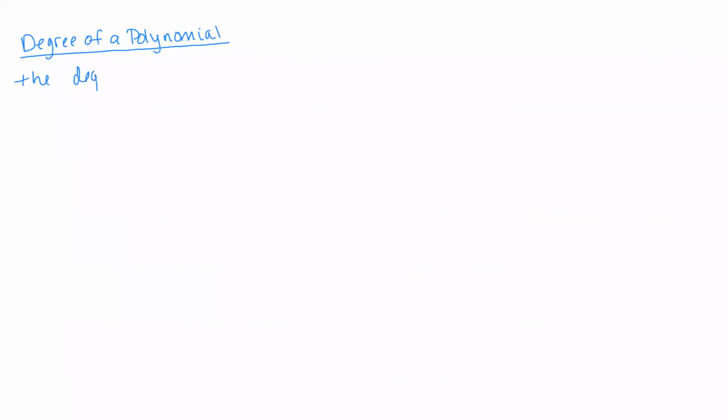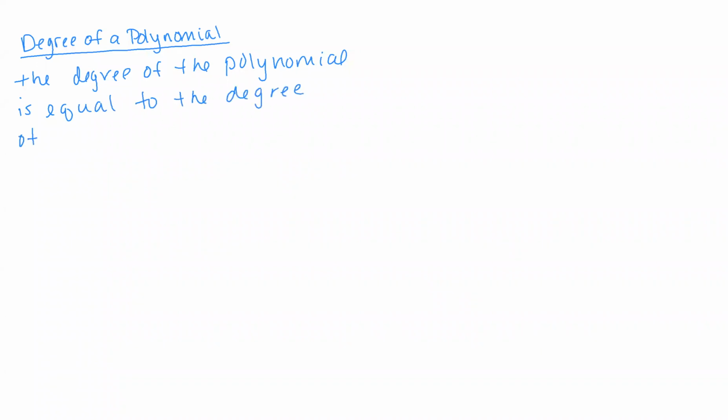So the degree of the polynomial is equal to the degree of the single term with the highest degree. Now, in my years of teaching, I have tried to come up with a smoother way of saying this, and nothing is necessarily smoother than the last statement.